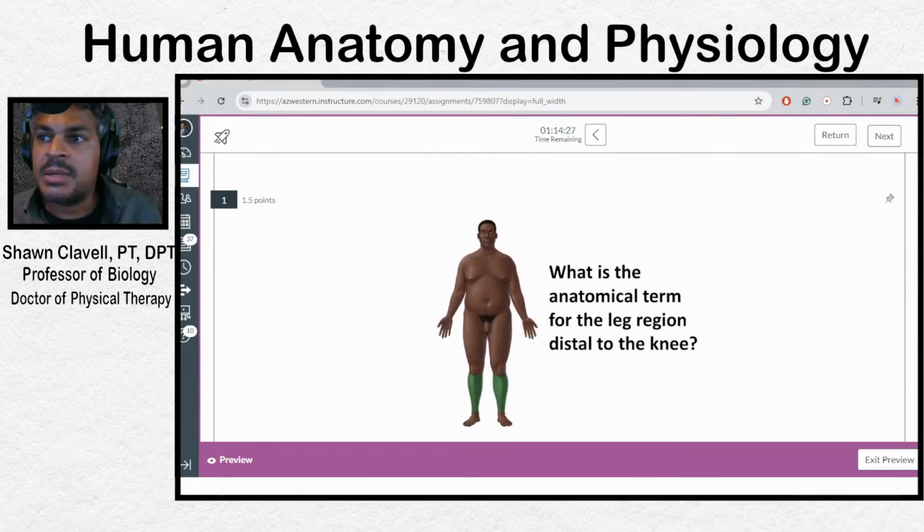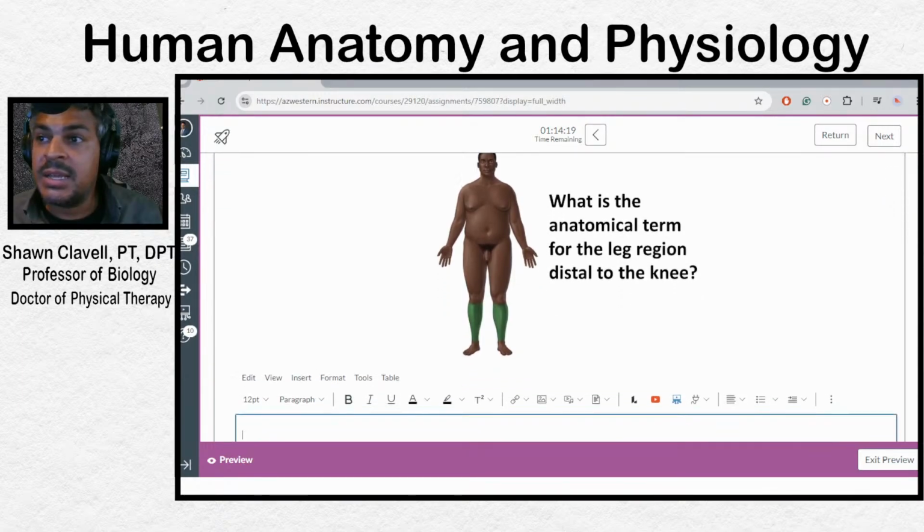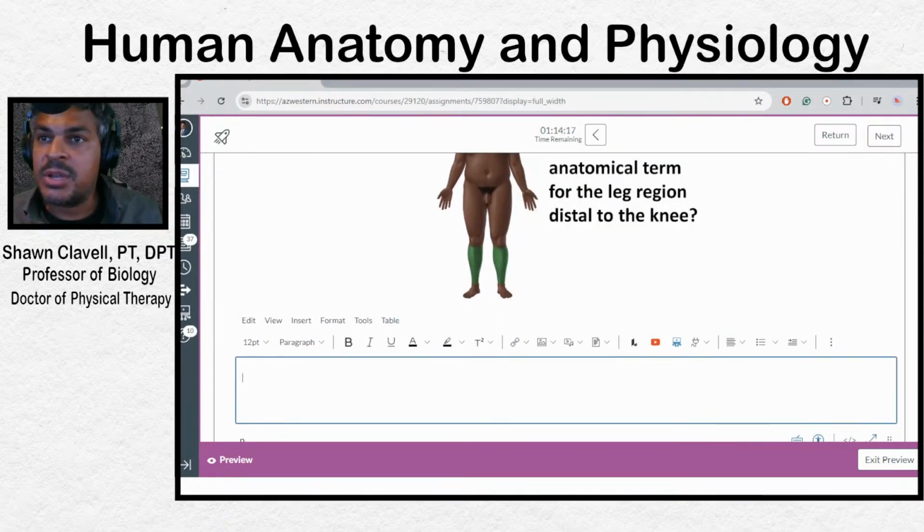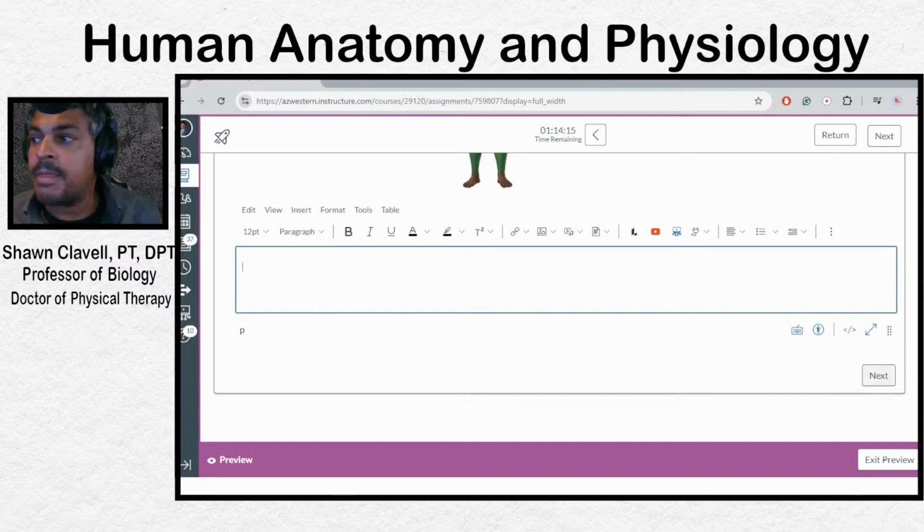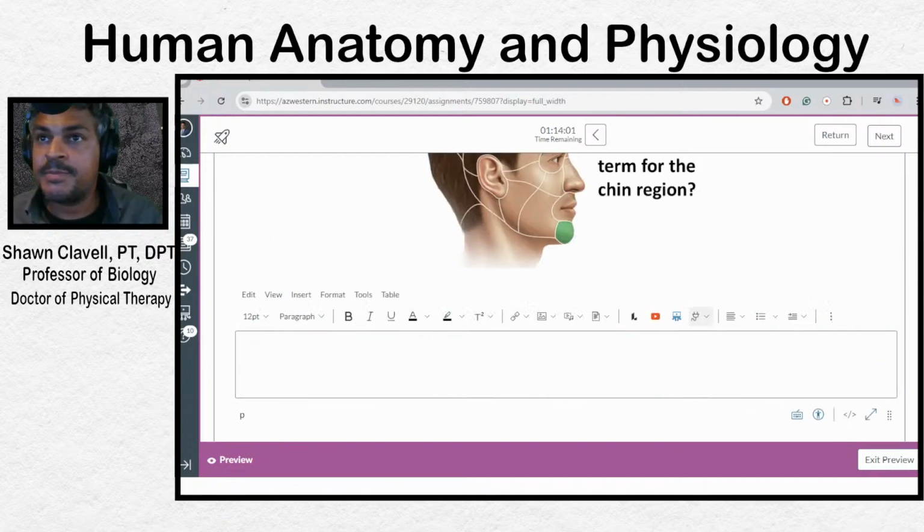So again, this is identifying a specific body region. What is this region down here that is distal to the knee? And you would type the answer here in the box. There will be some points associated with spelling. So again, correct spelling will be for full credit. If there are some misspellings, there may be a small deduction in points.